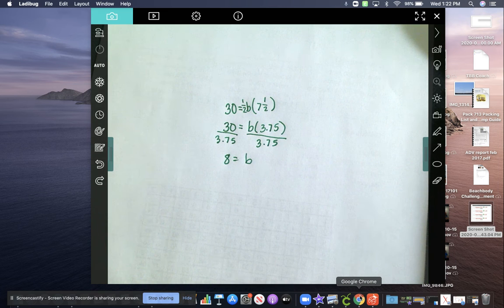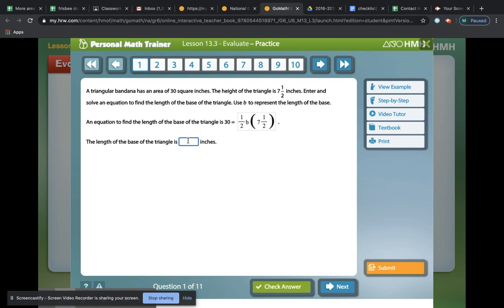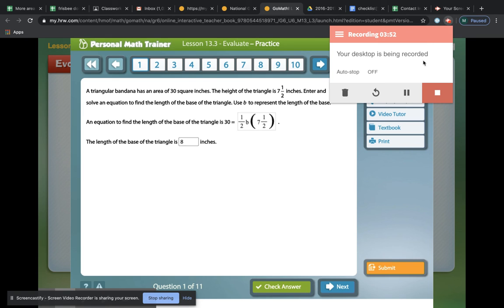So let's go back to our GoMath here, all right? So we filled this in. The base of the triangle is 8 and check answer, okay? When you check answer, you should get a check mark up here, maybe because I'm the teacher account, it doesn't do that. All right, so if you get it wrong, it'll say try again, okay? You can go through the step-by-step examples and hopefully that'll help you on that question.